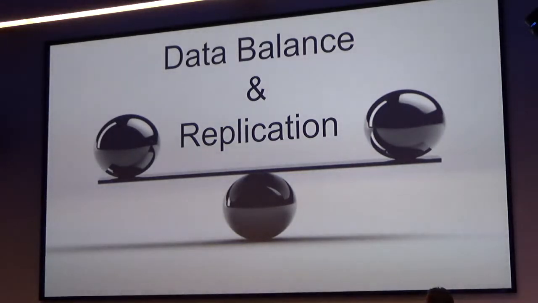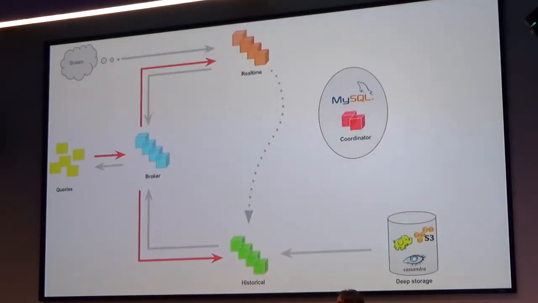Druid has the concept of data balance and replication. Druid chunks your data into what we call Druid segments, which is a data unit in Druid. And each Druid segment is associated with a time interval and a segment metadata. All your segment metadata are stored in the metadata storage, which is MySQL in Druid. And there is another type of node, which is the coordinator, and the coordinator understands your segment metadata, and it understands what data should exist in your cluster.